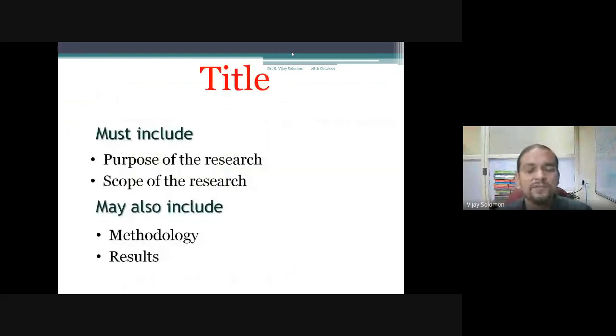When you look at the paper, the first thing that strikes our mind is the title, how good the title is. It should include the purpose of the research, the scope of the research, and it can include methodology or results. Most people are used to including that it is a meta-analysis, or an empirical study, or a quantitative study, or a qualitative study, or mixed method. You can include that, but most probably it should include purpose and scope, which is very important.